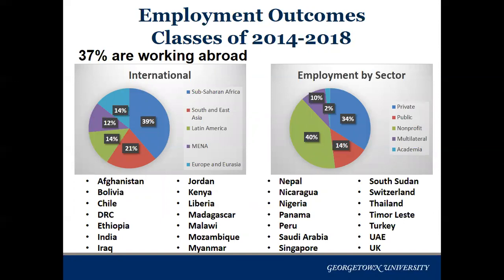So our alumni, as you can see from the screen, are really all over the world. 37% of them are working abroad in a variety of different regions. They're also working in many different sectors. Probably not surprising, we've got 40% in the nonprofit sector, but we also do have a number of alumni in the private sector, multilateral organizations, and a few of them in academia, but not as many there. But our alums are doing all sorts of work all over the world, which you can also see. And I don't think that's even a full list of countries where they're currently based. Do you have anything to add about alumni?